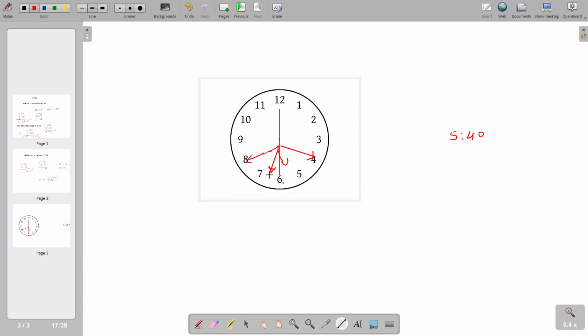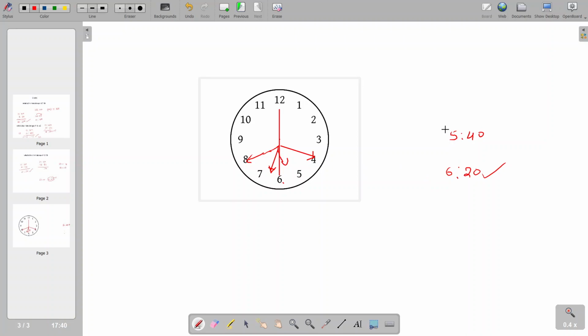So now what is the time here? The minutes hand is at 4, means 20. And the hour hand is in between 6 and 7. 6 and 7 means, what is the time? 6:20 or 7:20? 6:20. What is the time? 6:20.